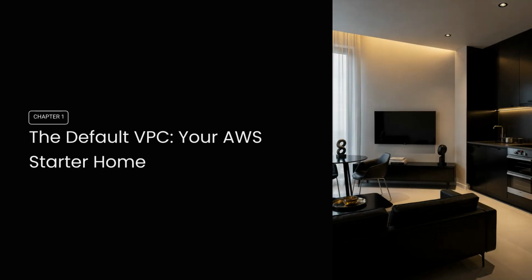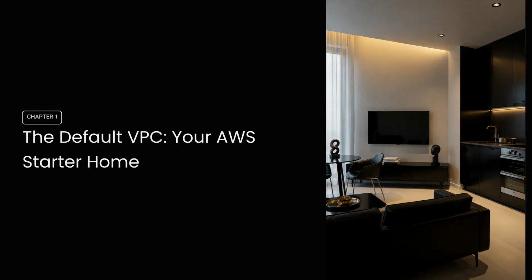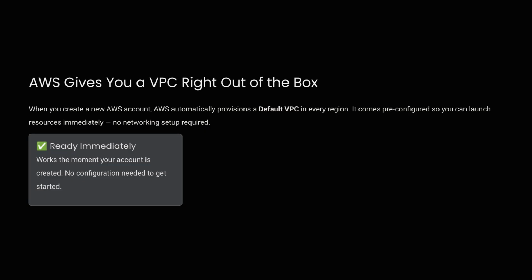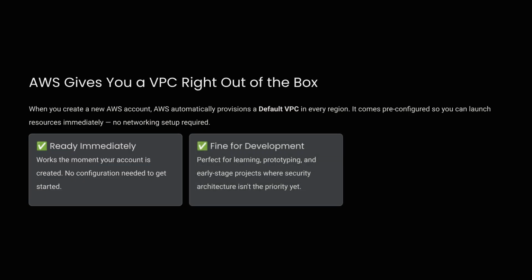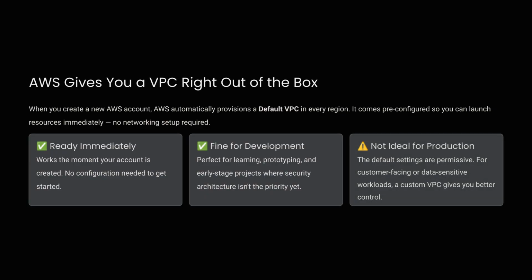Now, let's look at the default VPC. When you create a new AWS account, AWS automatically provisions a default VPC in every region. Think of it as your AWS starter home. The default VPC is ready immediately, requiring no setup. It's fine for development, prototyping, and early-stage projects. However, it is not ideal for production because the default settings are permissive. For sensitive workloads, a custom VPC provides better control.